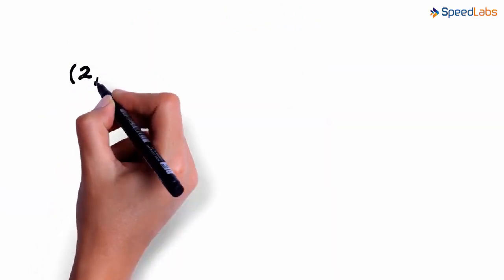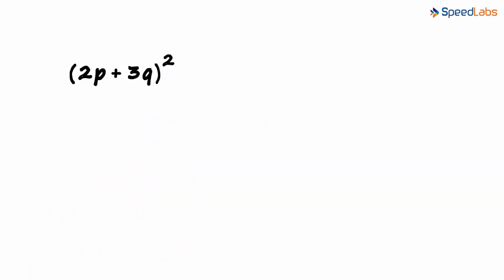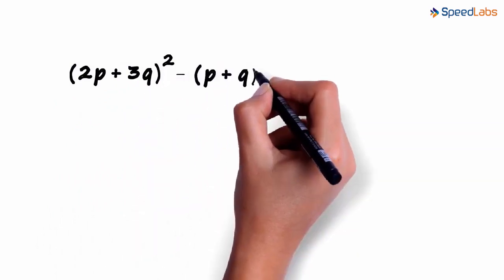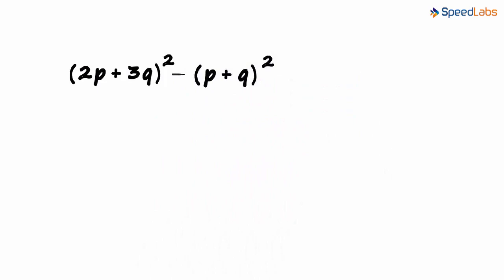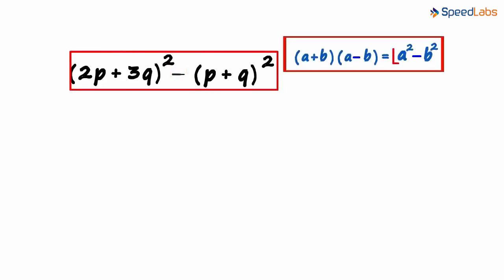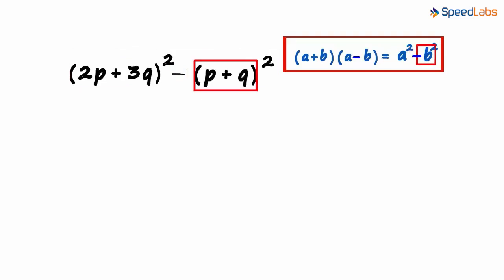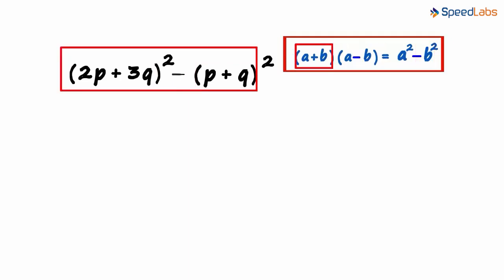Here's a slightly tougher problem. (2p + 3q)² - (p + q)². There are two main terms in this expression, this one and this one, and both are already in the squared form. We also have a minus sign in the middle. It has to be the third identity. In this example, a is 2p + 3q and b is p + q. This is (a + b)(a - b).